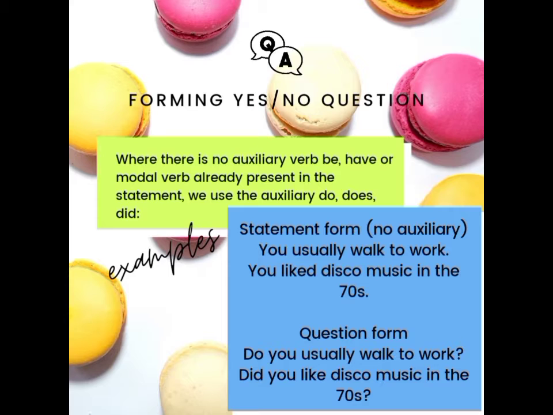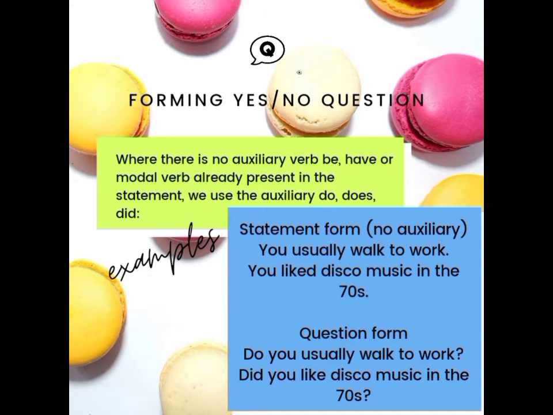How if we don't have auxiliary verb be or have or modal verb? Nah, gimana cara membuat yes no question jika kita tidak mempunyai auxiliary verb be or have atau tidak punya kata kerja modal? When there is no auxiliary verb be, have, or modal verb already present in the statement, we use auxiliary do, does, or did. Kalau tidak ada auxiliary verb be, have, atau kata kerja modal di kalimatnya, kita bisa menggunakan auxiliary do, does, atau did.